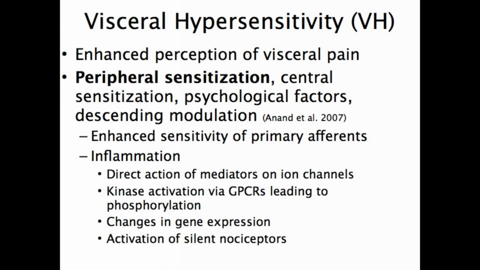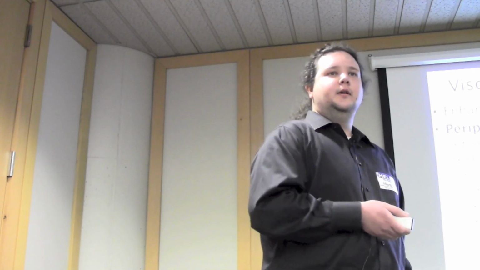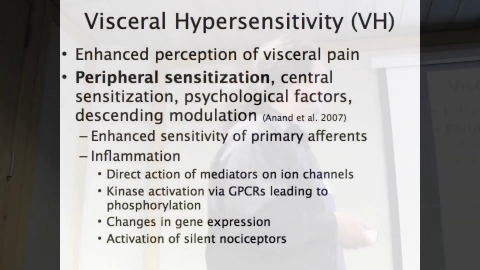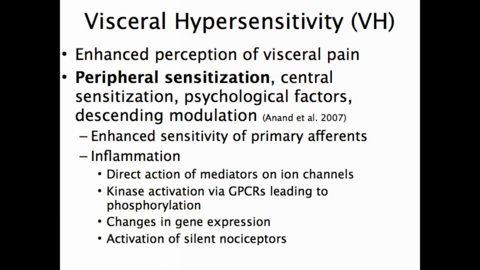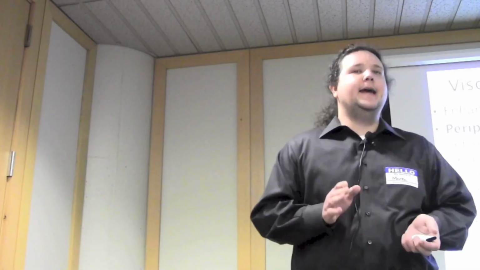Or descending modulation, and this is your endogenous opioid pathway. So if it's reduced, as happens with rebound pain following opioid administration, you can have hypersensitivity. So again, peripheral sensitization is enhanced sensitivity of these primary afferents. An afferent is just a fiber that goes to the brain. Efferent means from the brain.